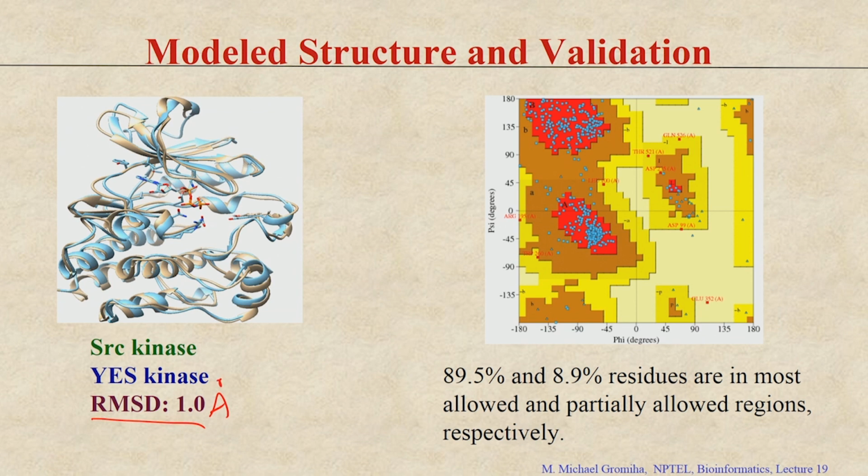Then we validate our model, this is one of the examples you can do with the Ramachandran plot. You can see the dots, which are mainly in the alpha helices and in the beta strands. About 90% of these residues are in the allowed region, and about 9% are in the partially allowed region. In this case you can see the model is reasonably good and you can trust this model for other applications. Here the sequence identity is very high.